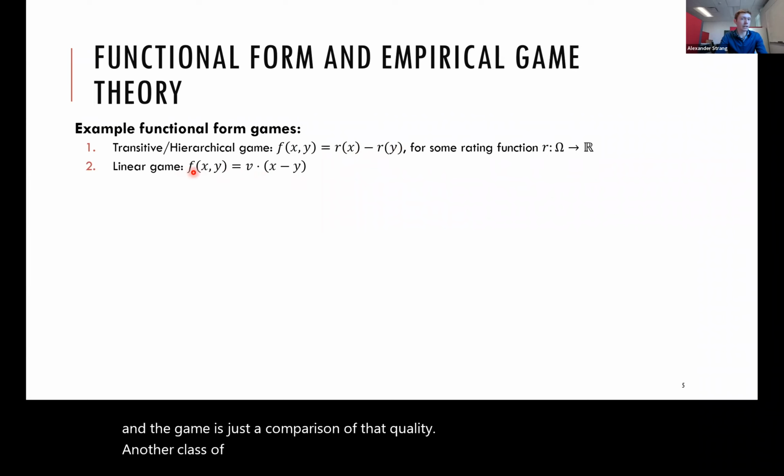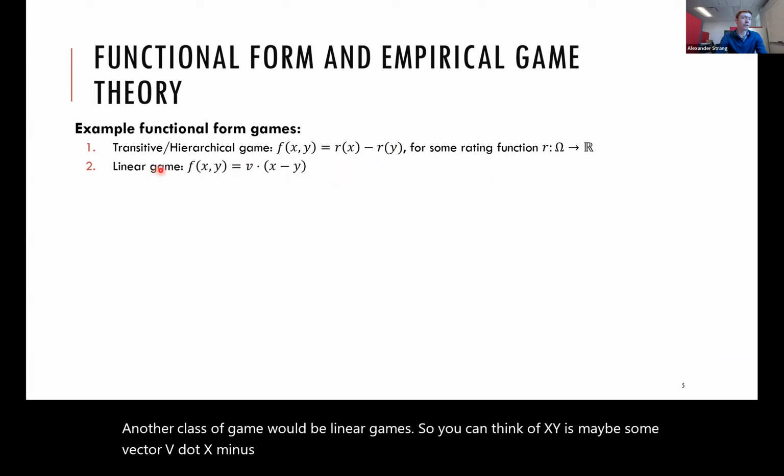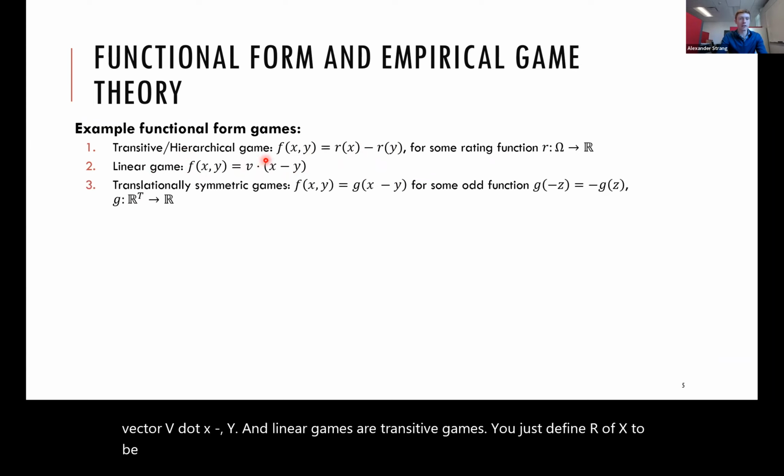Another class of game would be linear games. So you can think f of x, y is maybe some vector v dot (x minus y). And actually all linear games are transitive games. You just define r of x to be v dot x.